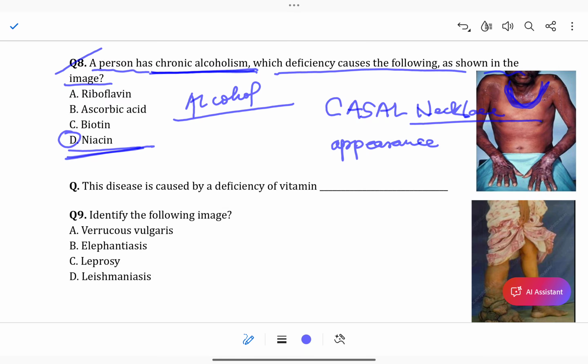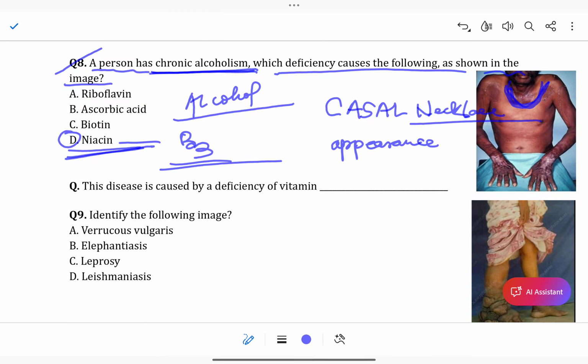The patient has had dermatitis and diarrhea for 2 months. It was also mentioned before, dermatitis and diarrhea, and the patient has the appearance of the Casal neck. So we conclude that in this case sometimes death happens. Vitamin B3. This is because of vitamin B3.